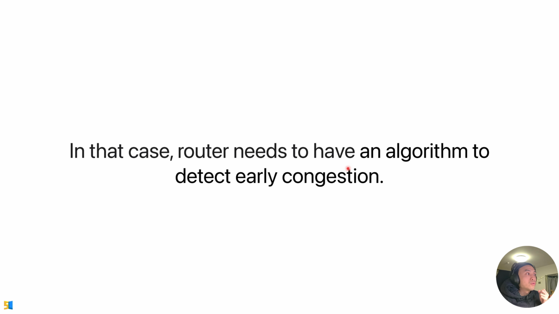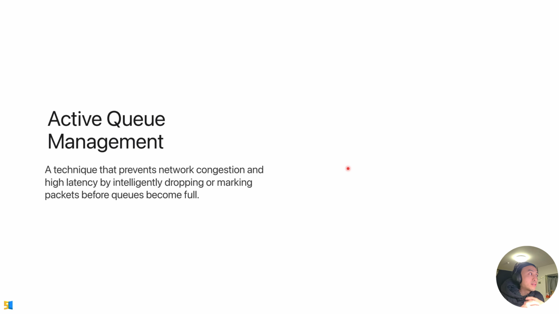In that case, the router needs to have an algorithm to detect early congestion, right? That's where active queue management comes in. It's a technique that prevents network congestion and high latency by intelligently dropping or marking packages before queues become full. Because we cannot do it with a simple FIFO algorithm. We need this kind of algorithm.